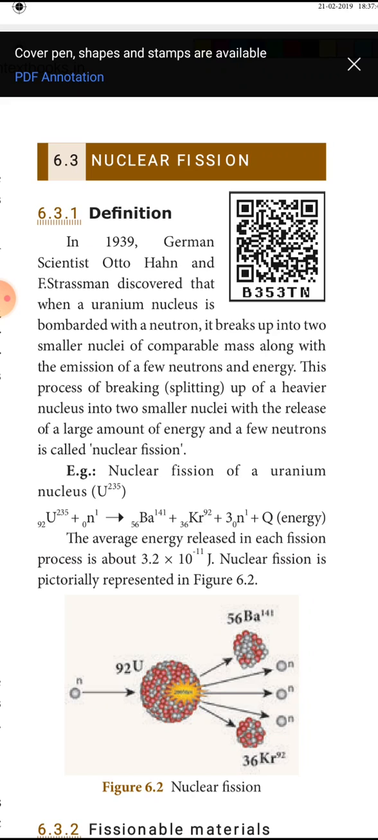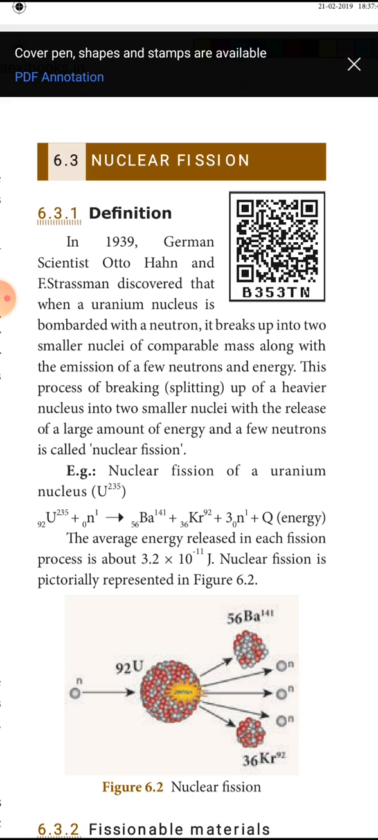Fission, F-I-S-S-I-O-N. Fission means splitting up of nucleus. Then we are going to study about fusion. Fusion, F-U-S-I-O-N. Fusion means fusing, joining up of nucleus.